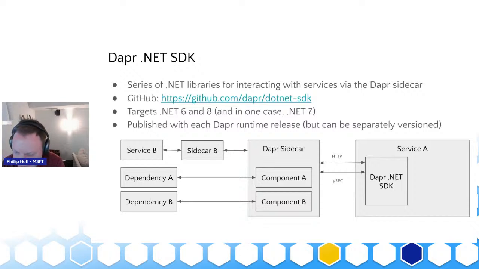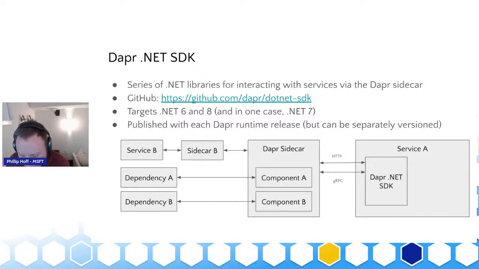Obviously, you don't have to use the SDK to make calls to the Dapr sidecar. You can just make HTTP calls directly if you wish. That's always an option. The SDK makes a number of things easier for .NET developers, and so it's generally recommended.